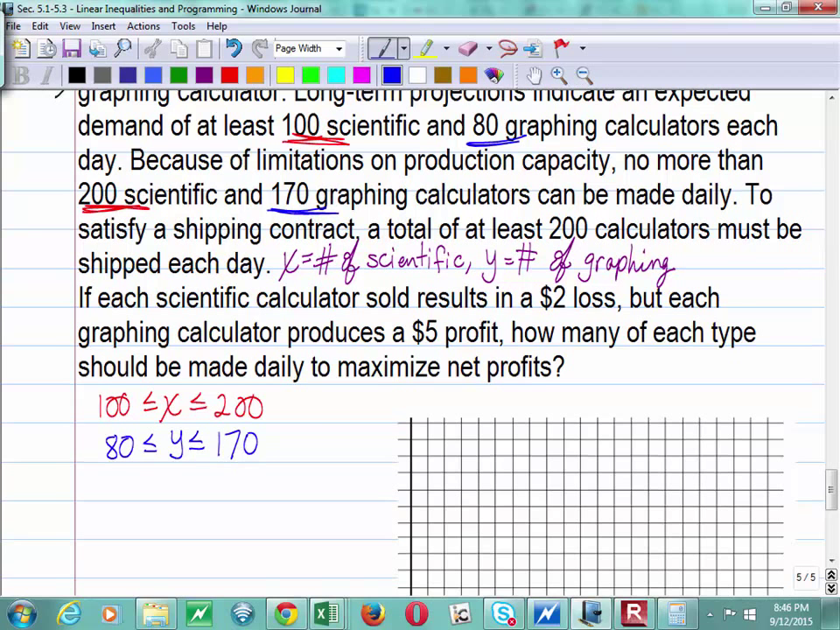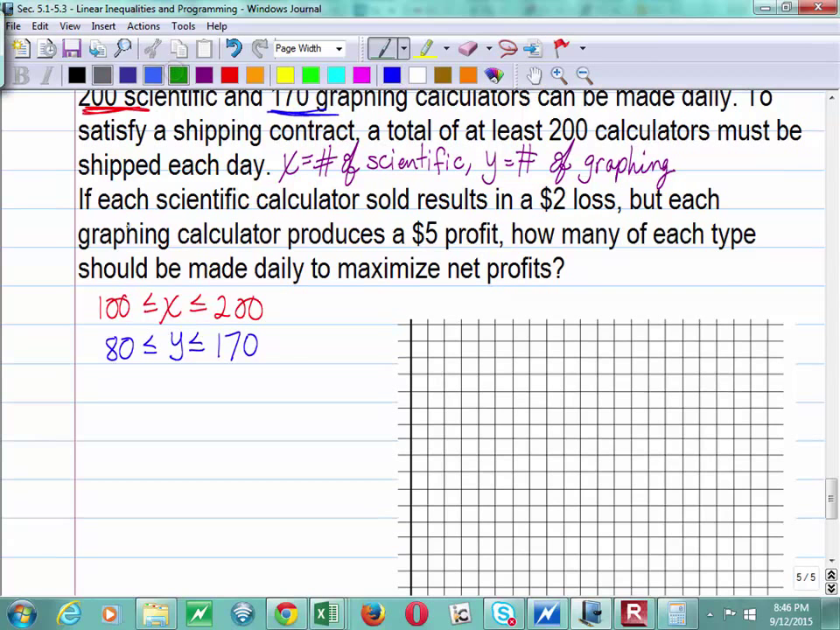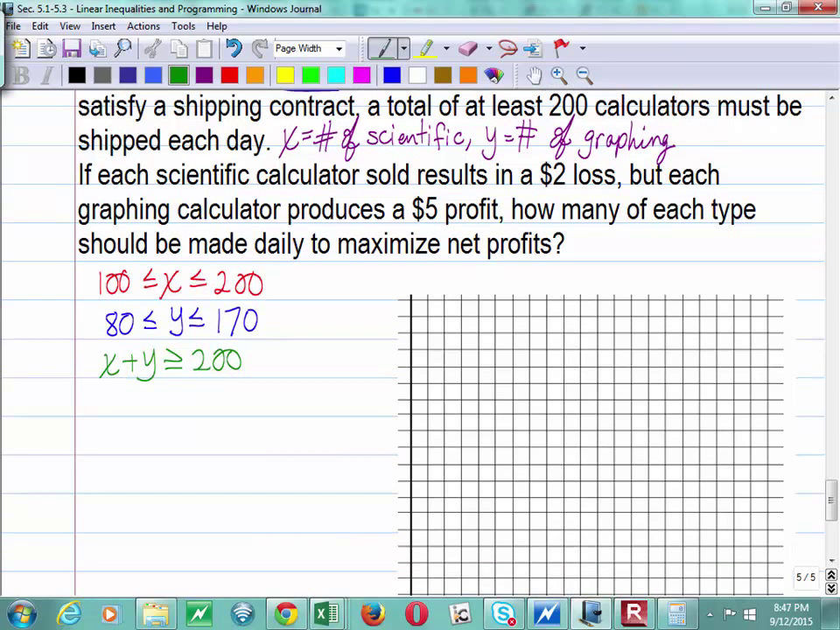And then a total of at least 200, so x plus y must be greater than or equal to 200. Alright, and then we have the objective function, which is the profit. P equals negative 2x plus 5y.